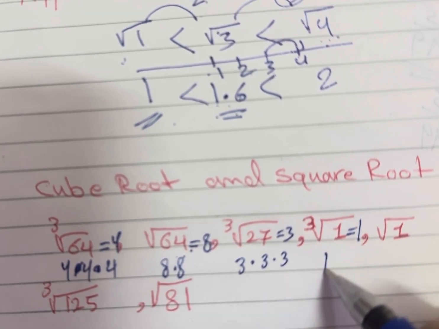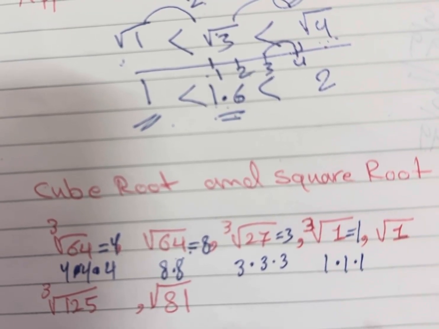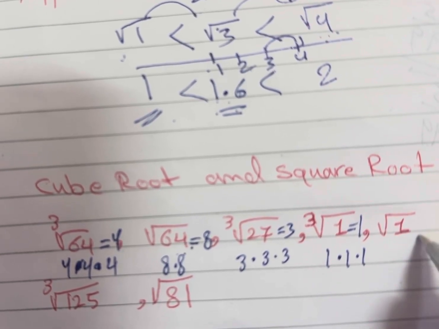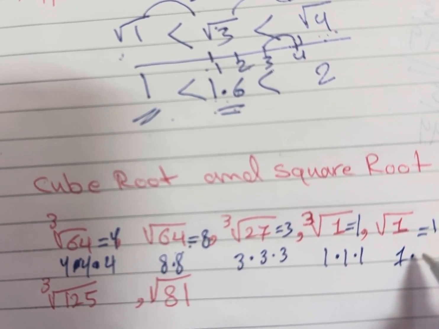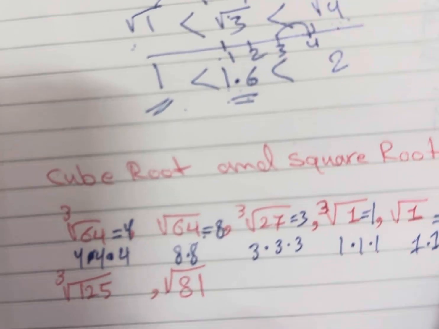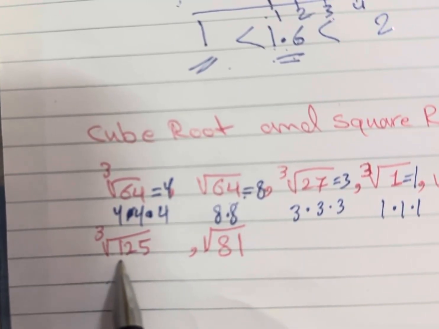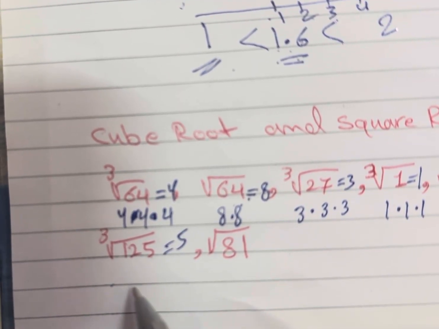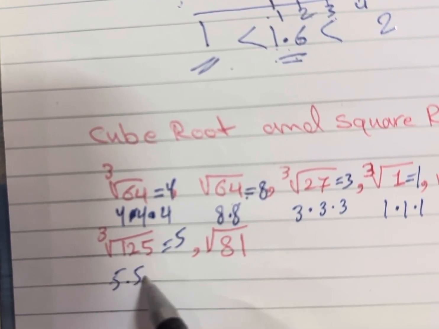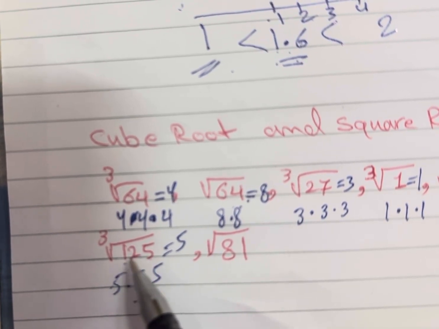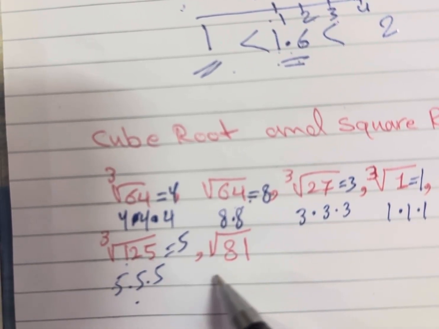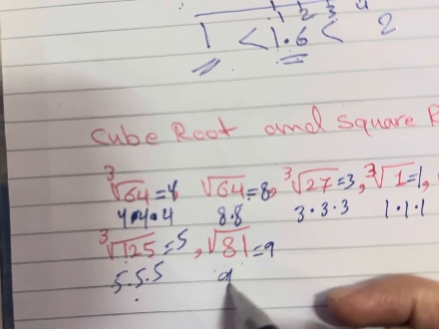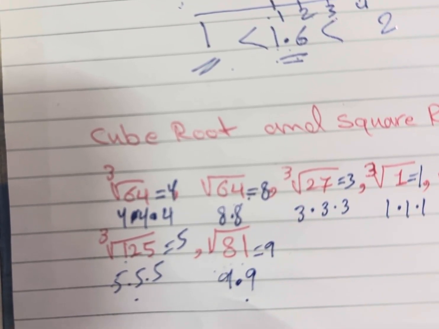Cube root of 27 is 3. Why? Because 3 multiplied by 3 multiplied by 3 gets me 27. Cube root of 1 is 1 because 1 multiplied by 1 multiplied by 1 equals 1. Square root of 1 is also 1 because 1 multiplied by 1 equals 1. Cube root of 125 is 5 because 5 multiplied by 5 multiplied by 5 equals 125. Square root of 81 is 9 because 9 multiplied by 9 gets me 81.